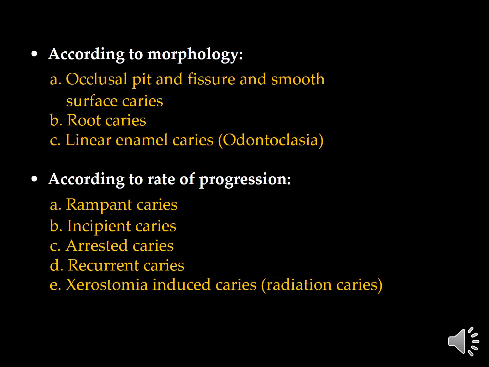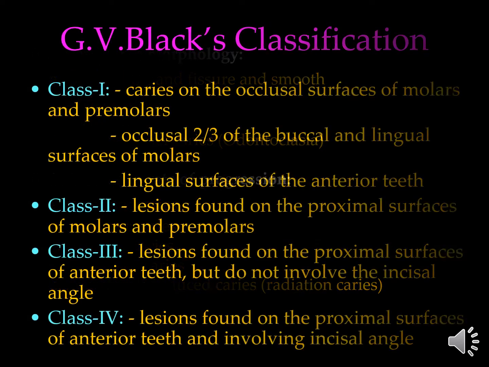According to the morphology, it can be classified as occlusal pit and fissure caries, smooth surface caries, root caries, and linear enamel caries. According to the rate of progression, it can be classified as rampant caries, incipient caries, arrested caries, recurrent caries, and xerostomia induced caries.